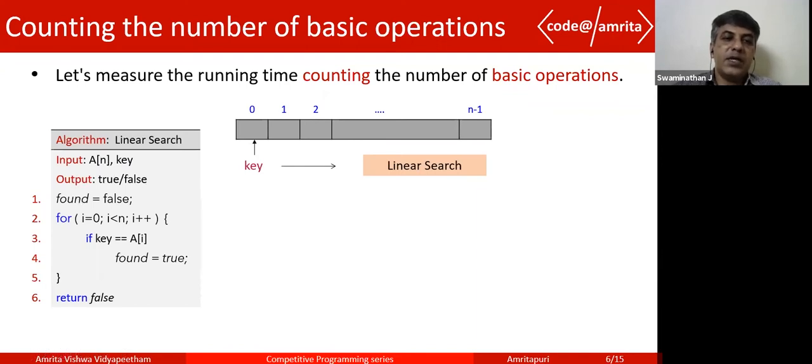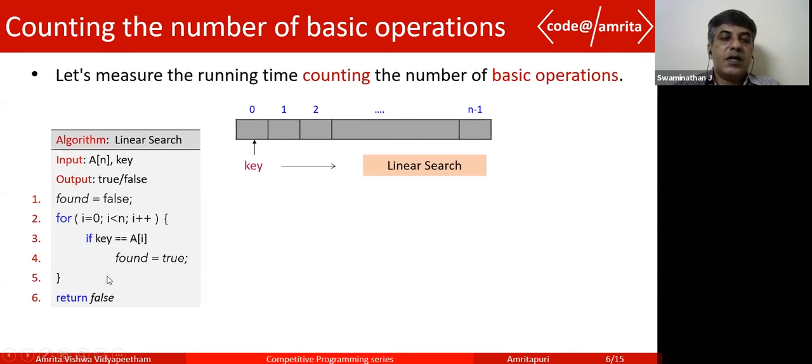Present in the A. Before we start, we have not found, right? So therefore we would say it is false. Then what we do, we go through the entire array from 0 to n, and if at all the key matches the array index, then I'm saying found equals true. That means I'm successful in finding, therefore I will set it to true.